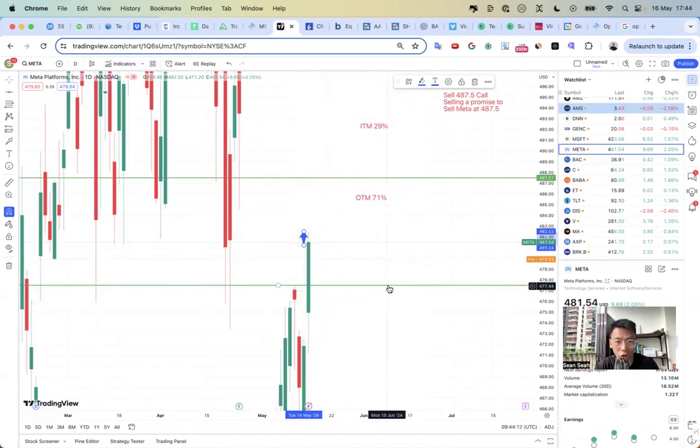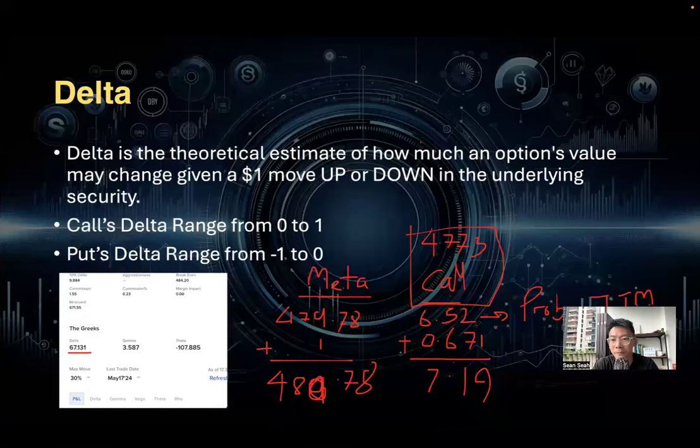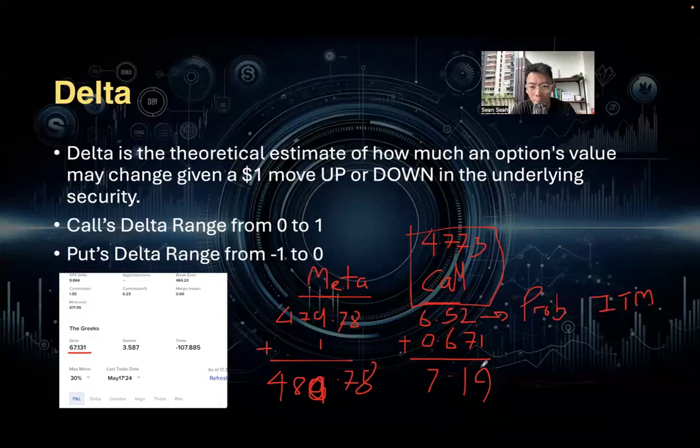So delta does change, which goes to our next options Greek, which is called gamma. I'm just going to explain gamma right now because it's a lot easier to understand when we pair it together. You can see that the premium of a 477.5 call increases when the Meta share price increases. When it increases by $1, it will roughly increase by 0.671. So this is delta. It will increase by the amount of delta.